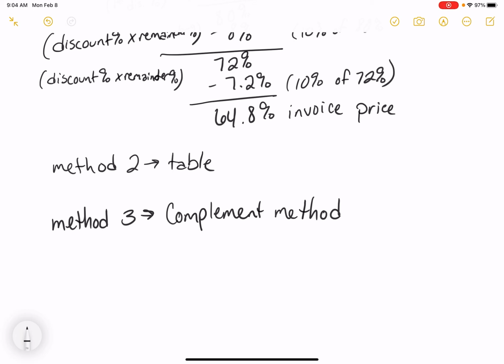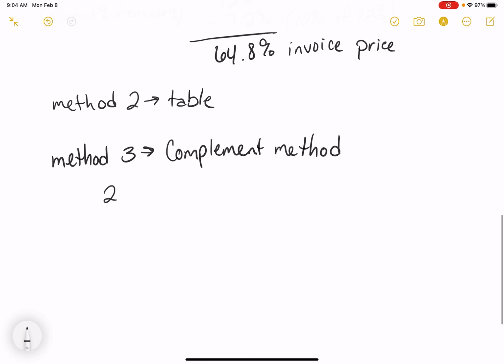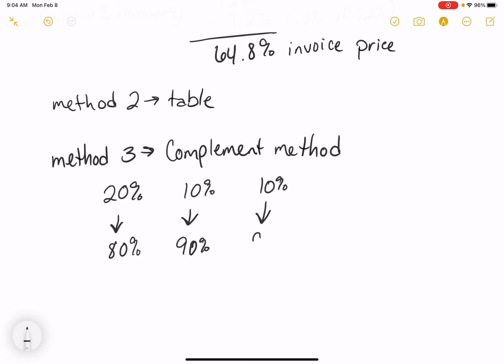This one is my favorite method because you don't have to go back to the table and look. You can just kind of do it in your head. So step 1, you find the complements to all of the different discounts. So what is the complement of 20%? 80%. What is the complement of 10%? 90%. And the complement of the second 10% is also 90%.